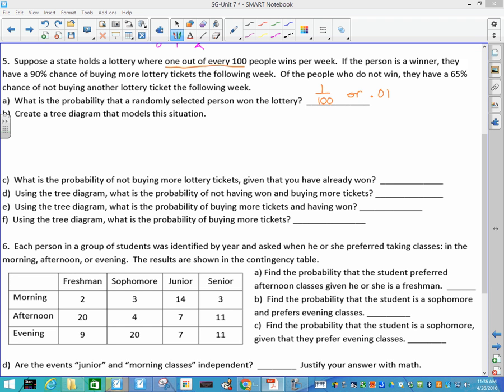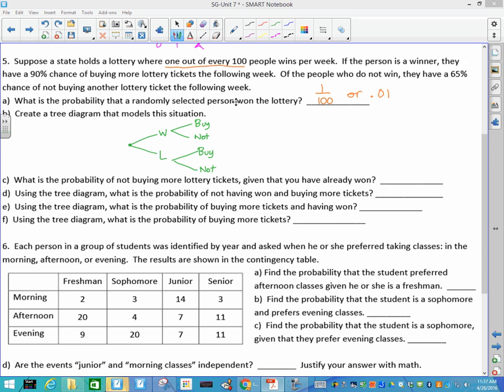Either one. Okay? Create a tree diagram that models the situation. So you play the lottery, and when you play the lottery, you're either going to win or you're going to lose. And if you win, you will either buy more tickets or not buy more tickets. Buy or not buy. And buy, or not buy.